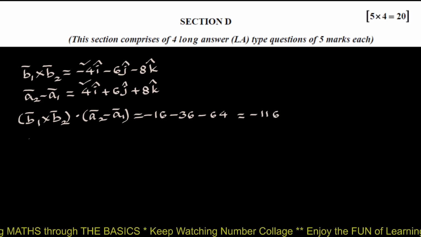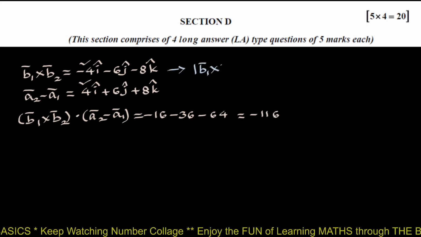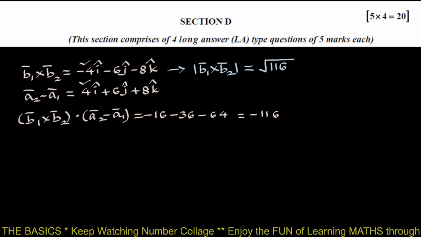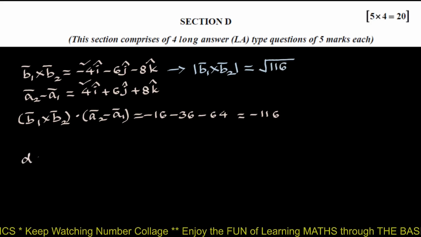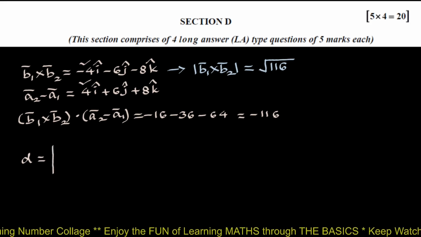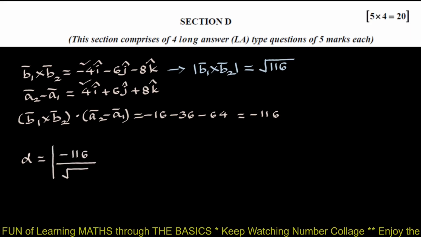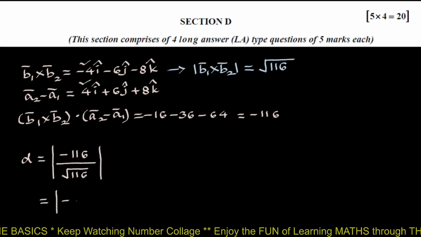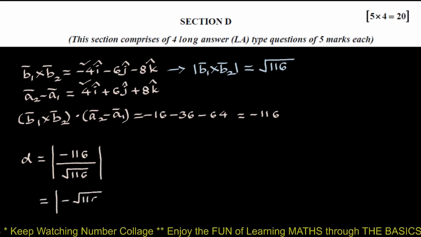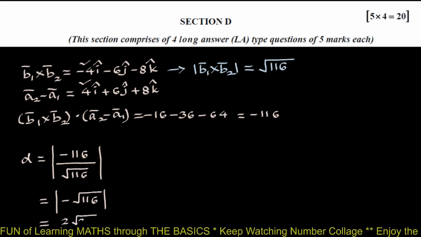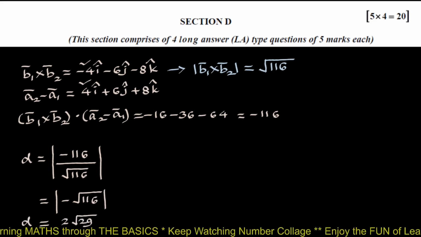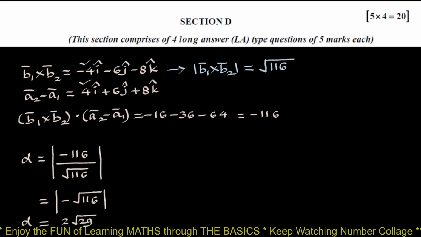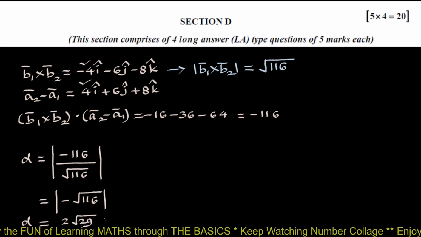We have found out mod B1 cross B2 to be square root of 116. Now the required perpendicular distance D will be mod of minus 116 upon square root of 116, which will be mod of square root of 116, which will be 2 square root of 29. So the required shortest distance between lines L1 and L2 will be 2 square root of 29 units.